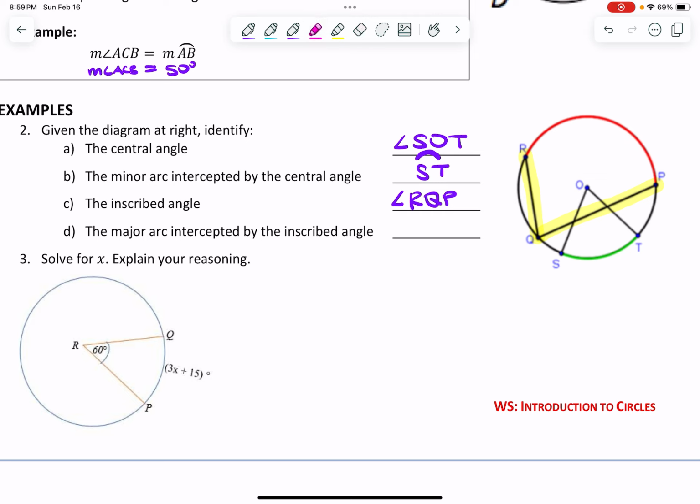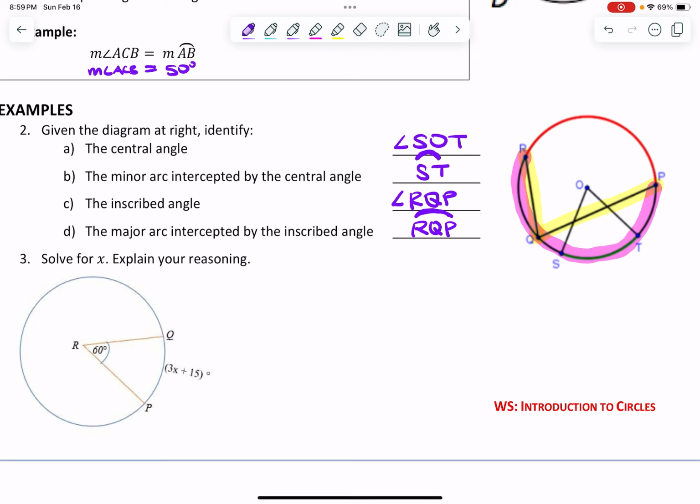Last but not least, we're talking now about the major arc intercepted by the inscribed angle. So I have that inscribed angle, angle RQP, but I'm not talking about the minor arc. I'm talking about the major arc, the arc that measures more than half of the circle. Now, when we talk about that major arc, we're using the two endpoints in the name, R and P, but we're using one point somewhere along that route. I'm going to use Q because that's what we use to define that inscribed angle anyways. So we're kind of already there. And I'm drawing that curved marking.